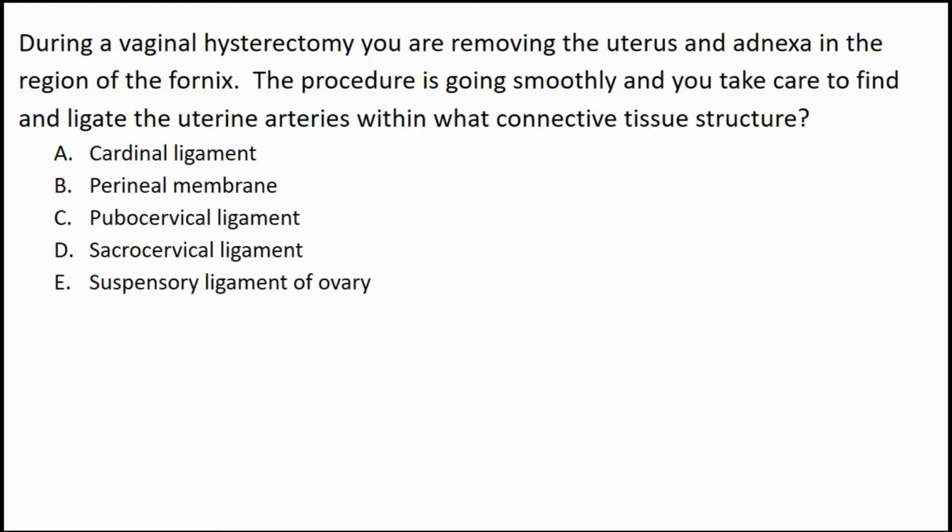The cardinal ligament or transverse cervical ligament is the place that you find the uterine arteries going to the uterus. So the perineal membrane is much more inferior. That's going to be between the perineal space and the pelvis itself. Pubocervical and sacrocervical are the other two ligaments that anchor the cervix, but they're going to be more anterior and posterior, respectively. And the suspensory ligament of the ovary is the ligament that's formed by the peritoneal lining covering the ovarian arteries on their way to the ovary. So the uterine arteries themselves are found in A, the cardinal ligament.